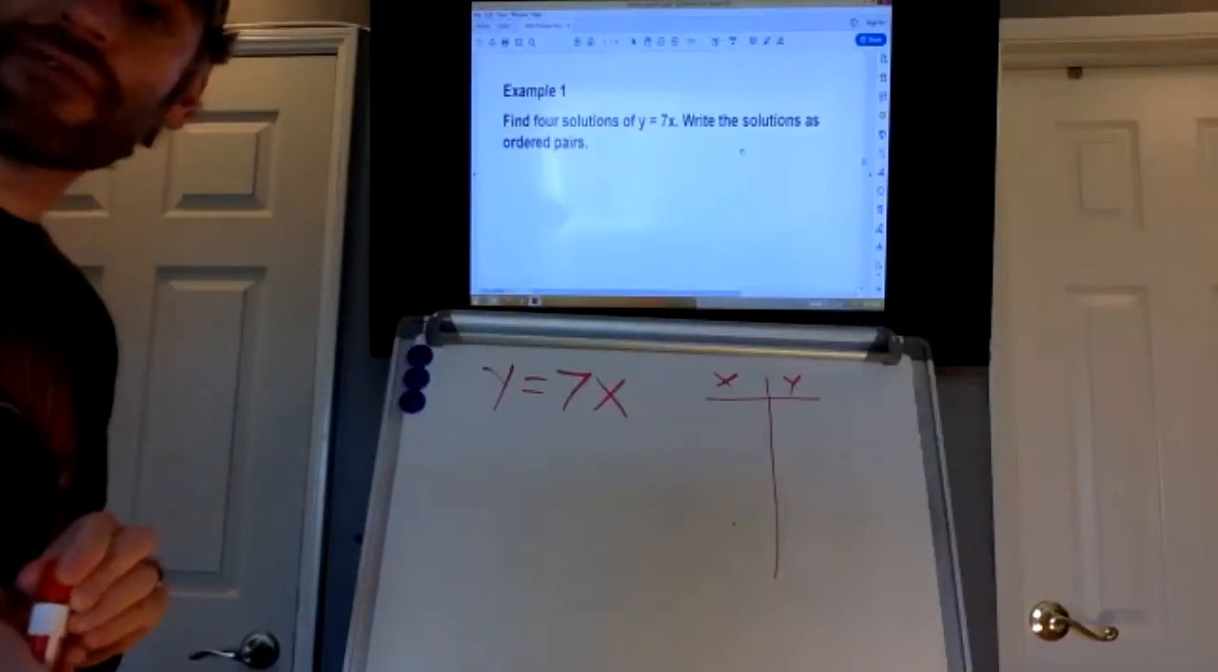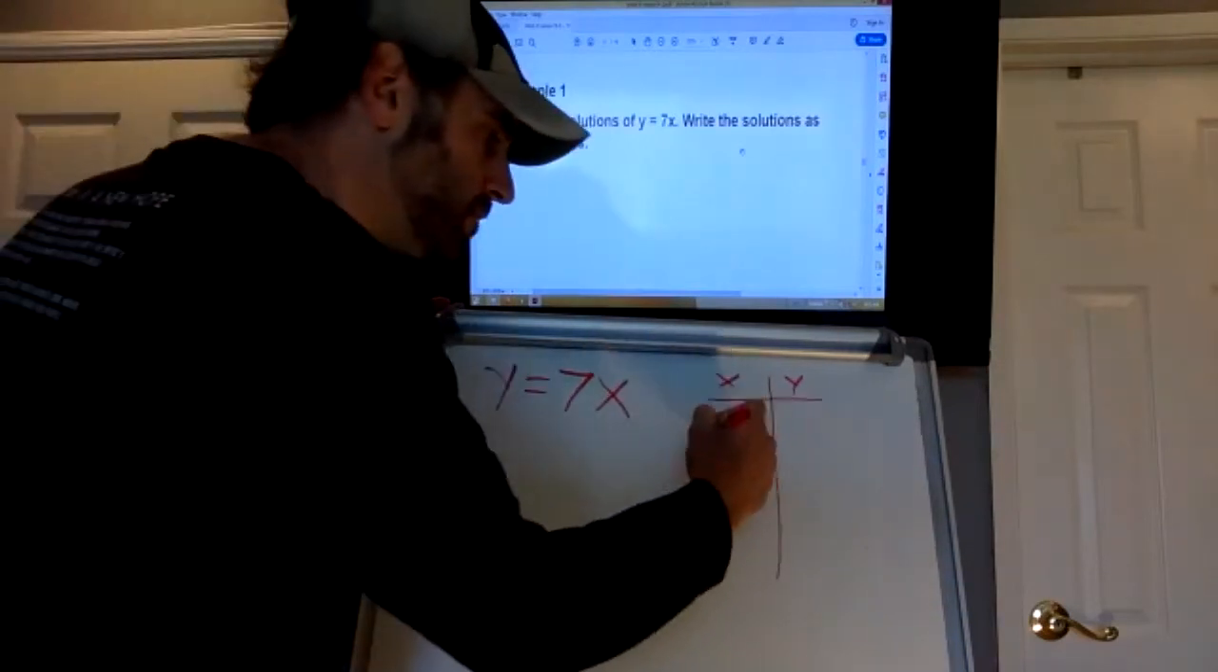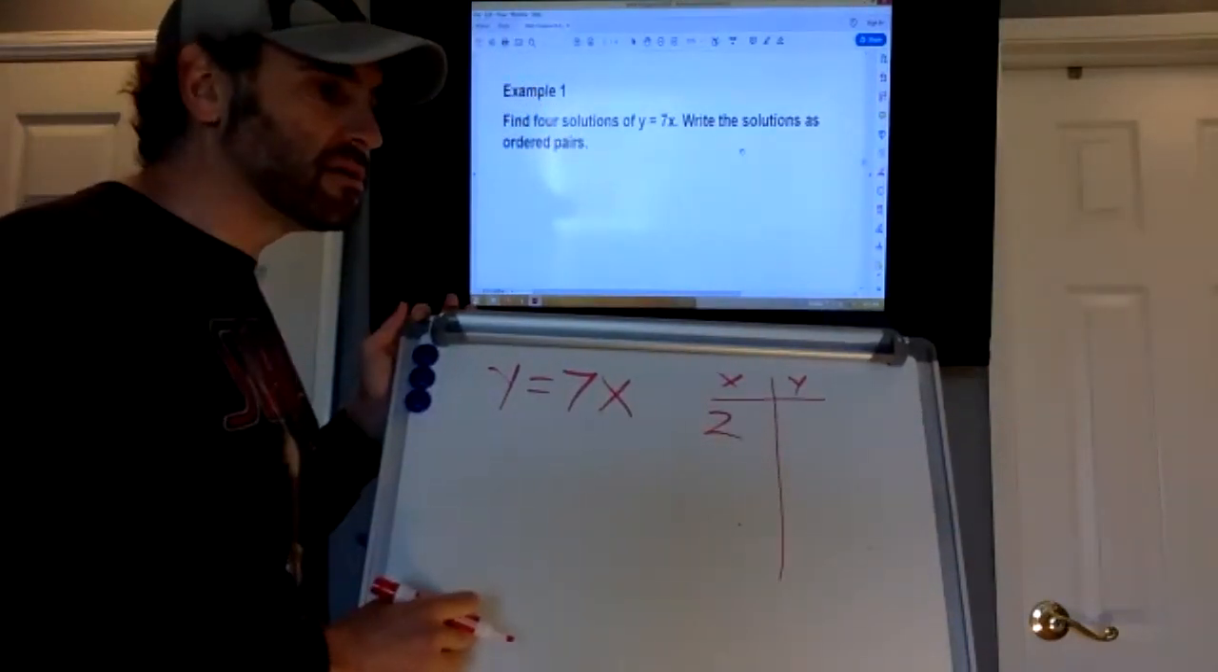So you can pick whatever x you like. I'm going to let you guys throw them out. Somebody said 2. Somebody threw out something else.